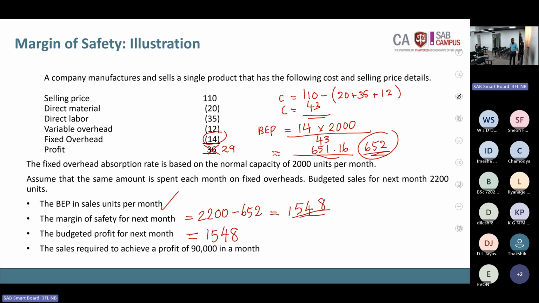It means the profits. We multiply this by the contribution of 43, because within this 43 it is entirely profit. This is the budgeted profit for the next month: 66,564.